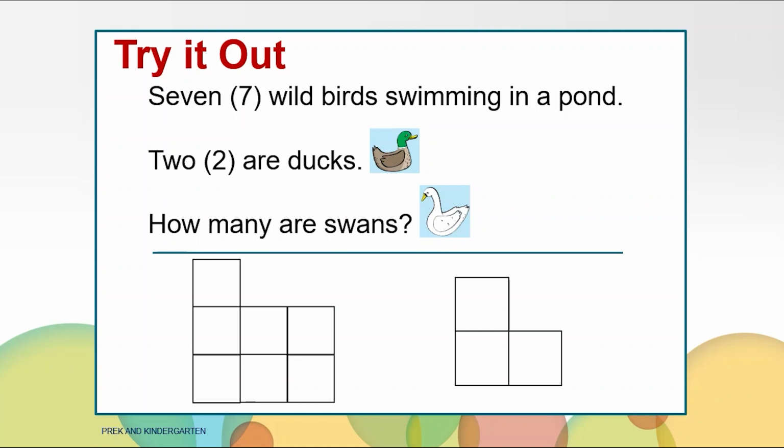Now that we've solved some problems together, I'm giving you a problem to solve. I'll read the story problem. 7 wild birds swimming in a pond. 2 are ducks. How many are swans?